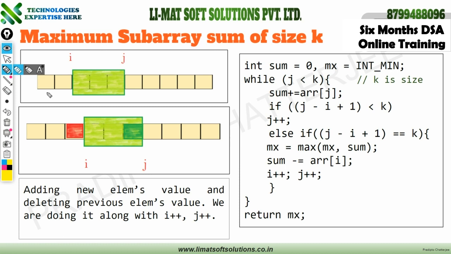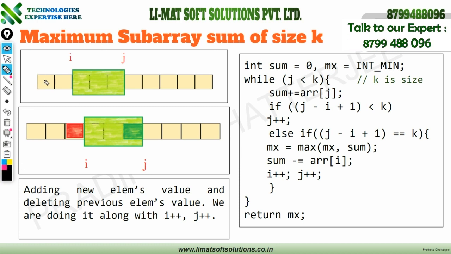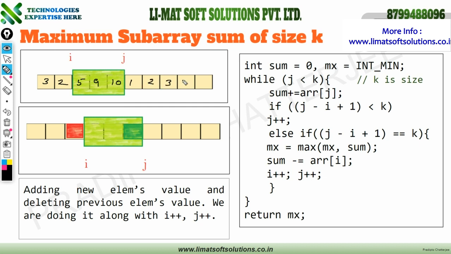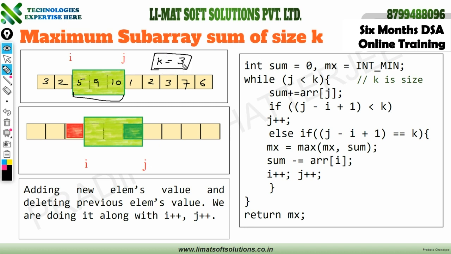Let's say we have some elements. Let me write all the elements right here. We have 3, 2, 5, 9 and 10. We have again 1, then 2, then 3, then 7, and then let's say 6. These are the elements, and this is the actual result. The window size k is given to us as 3. In our question it will be given that we have to calculate the maximum subarray sum of size k equal to 3.